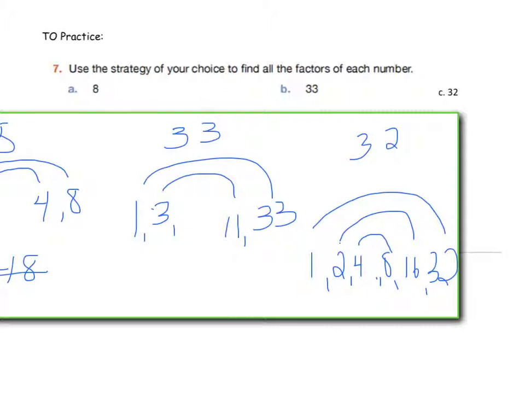32 divided by 5. Nope, doesn't end in 5 or 0. It's not going to work. 32 divided by 6. Well, 5 times 6 is 30. 6 times 6 is 36, so no. 32 divided by 7. I had 7 times 5 being 35. 7 times 4, no. 8 times something, well, I have that already. And 9. 9 times 4 is 36. That's too big. 9 times 3 is 27, so that doesn't work either. So now I know I have all of the factors of 32.